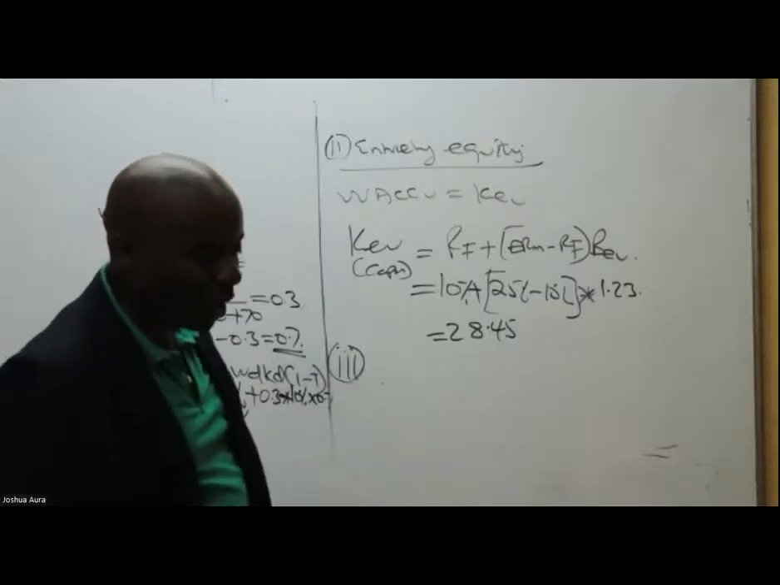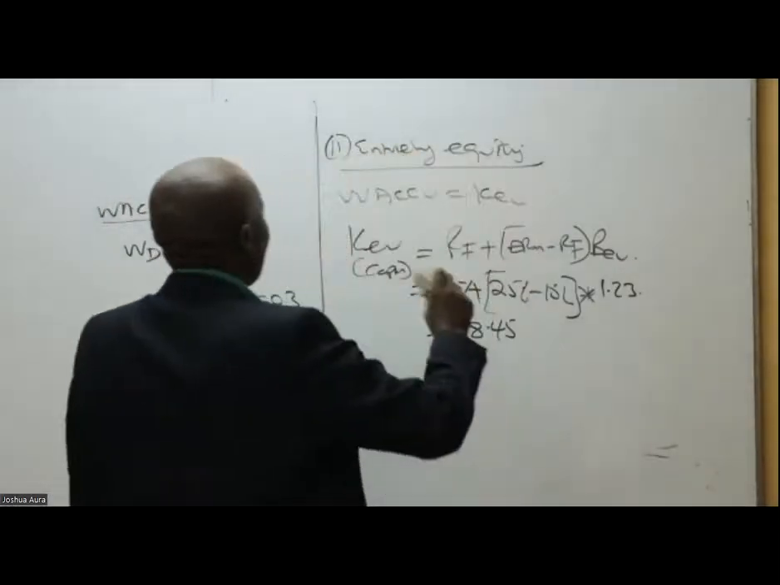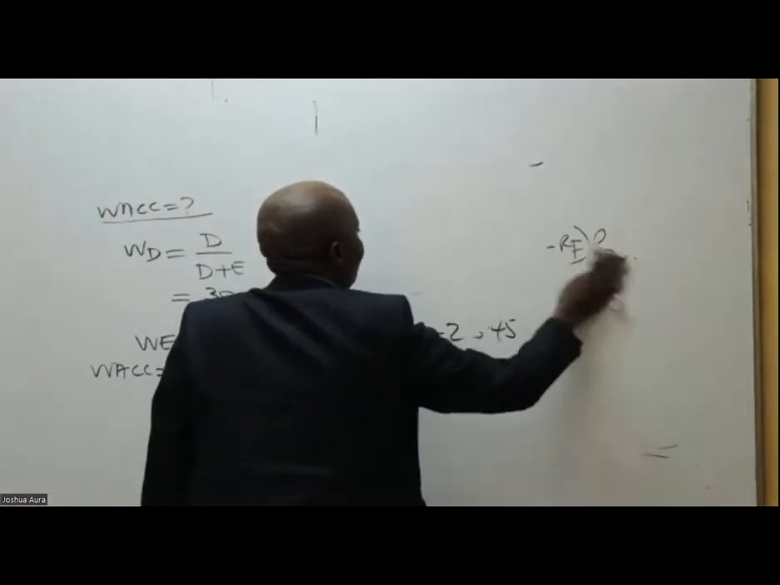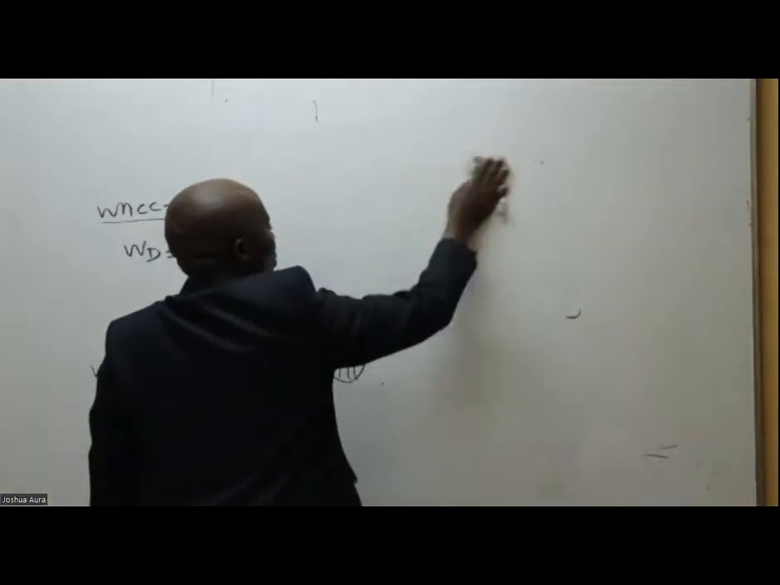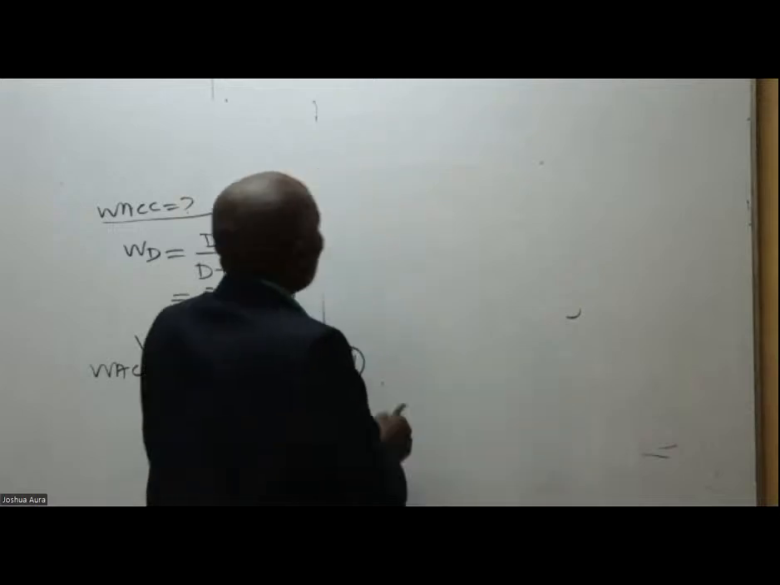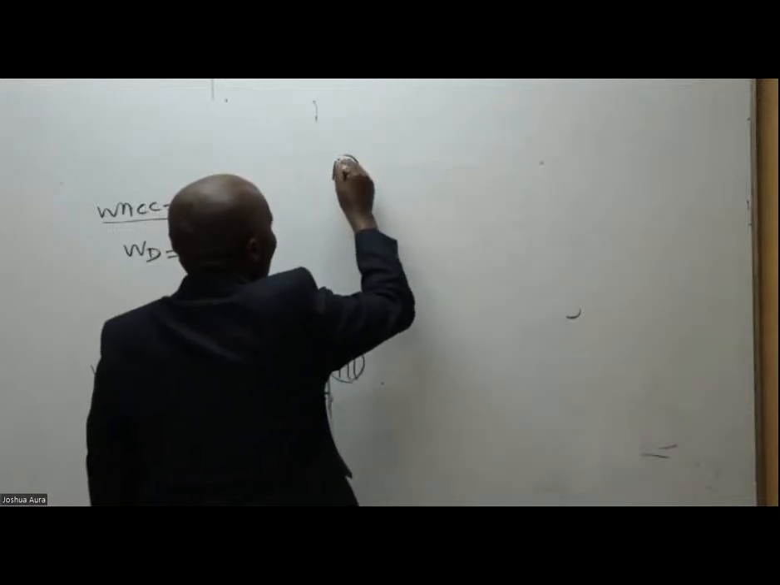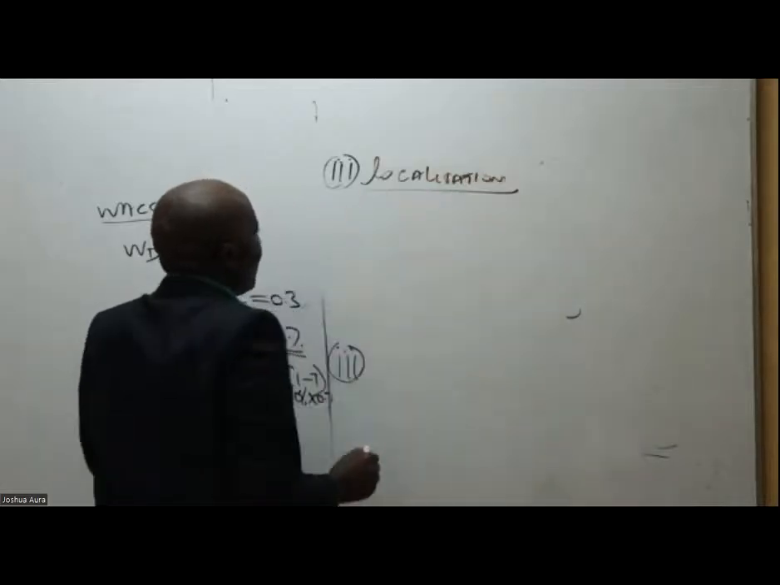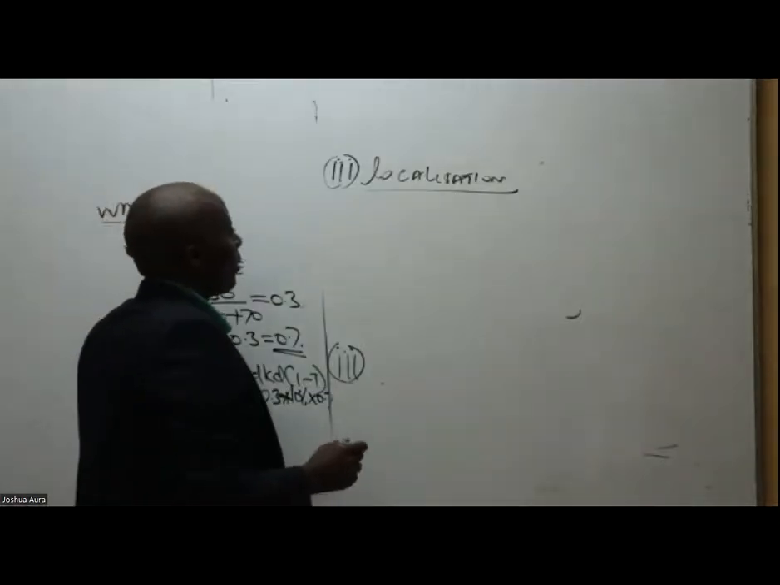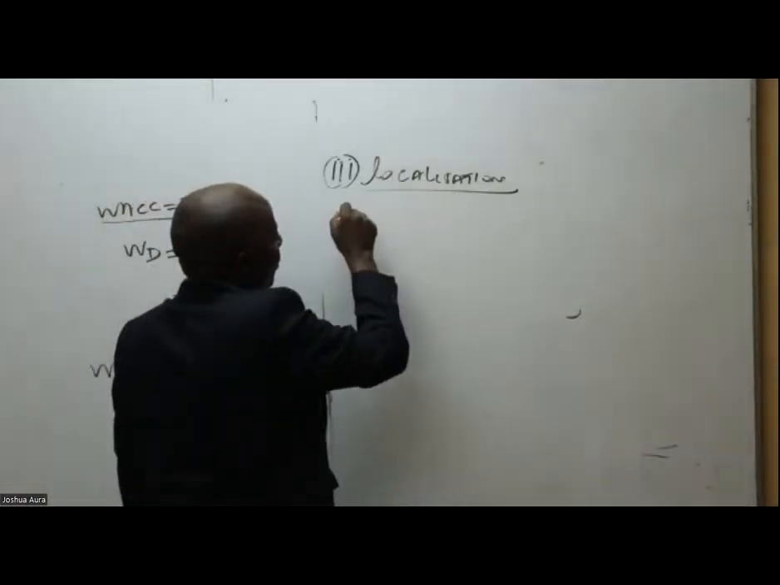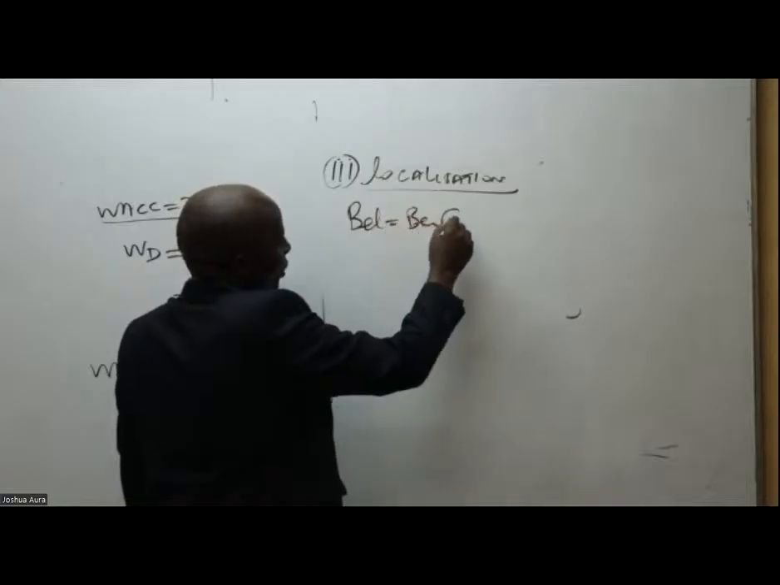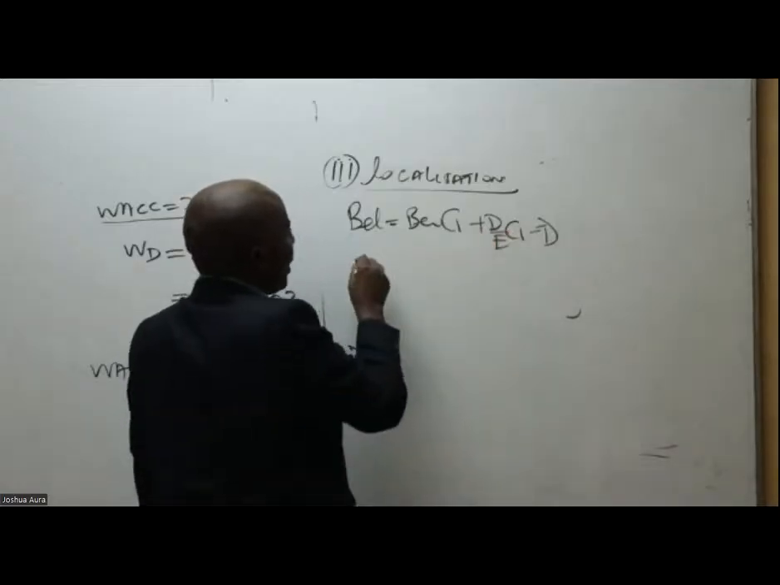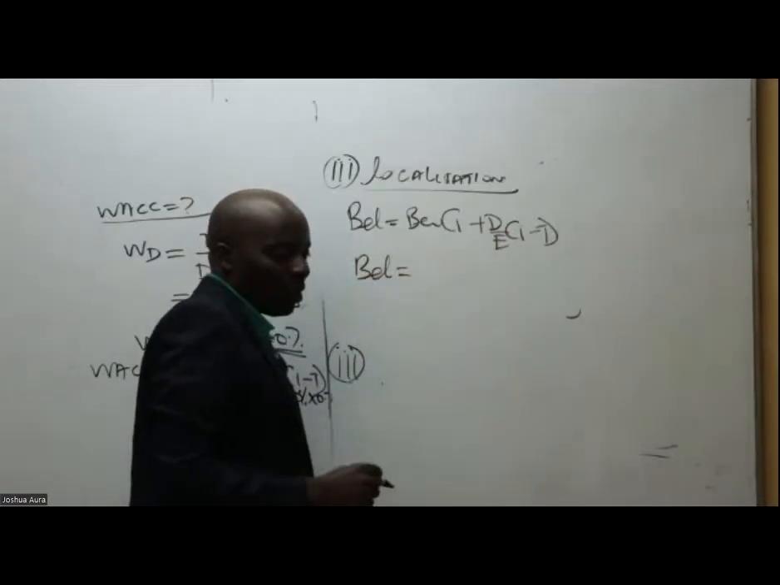So first of all, it's localization. We are doing the localization for Roman number 3. All right. So we have our BEL, which will be our BEU into 1 plus debt over equity into 1 minus tax, like that.